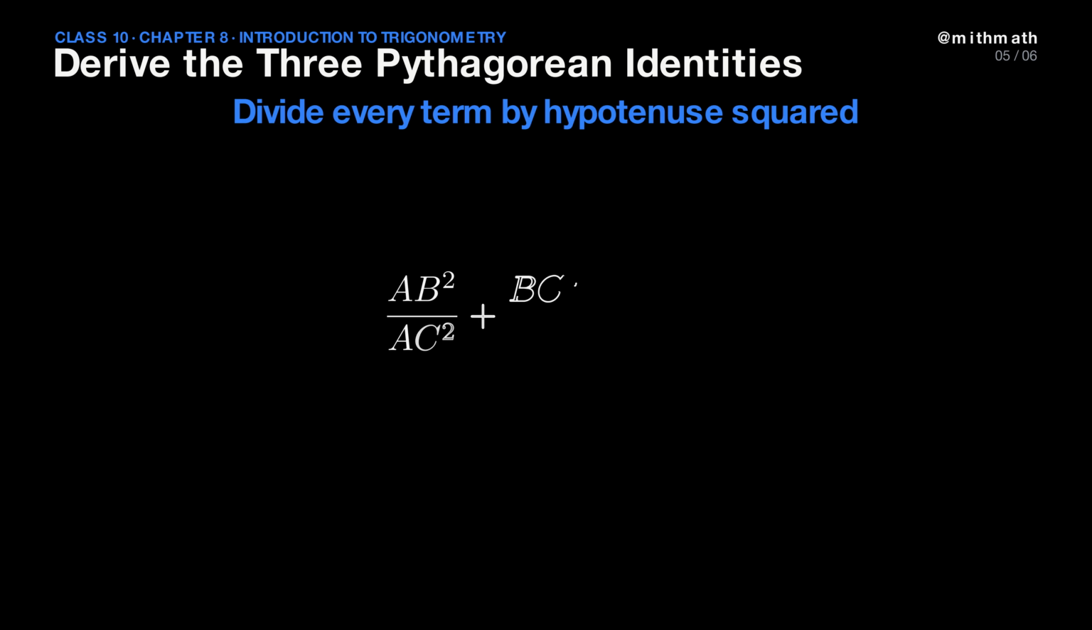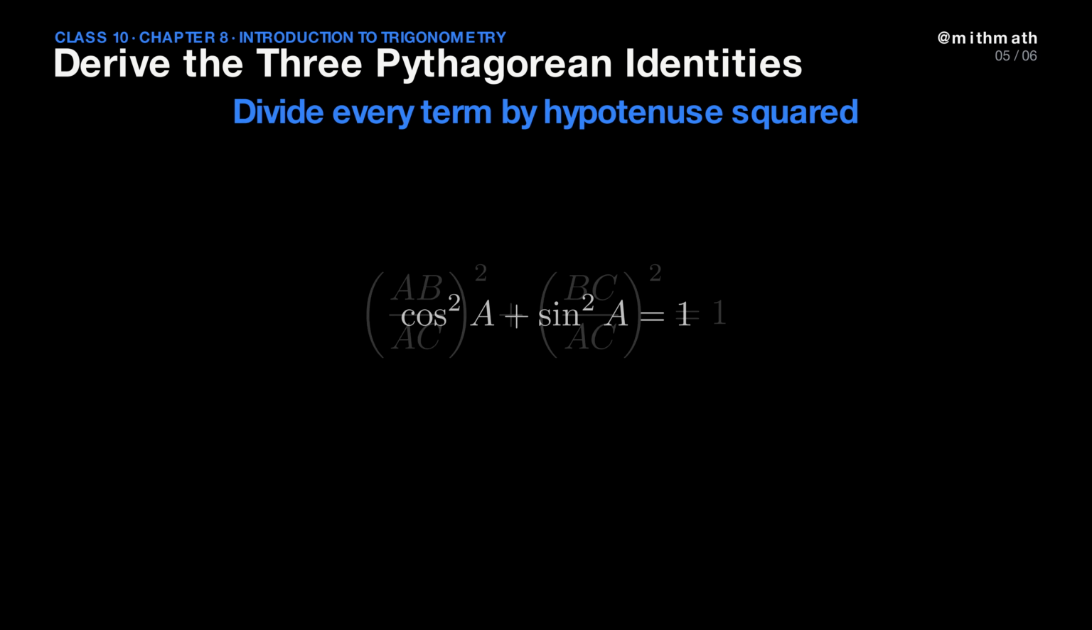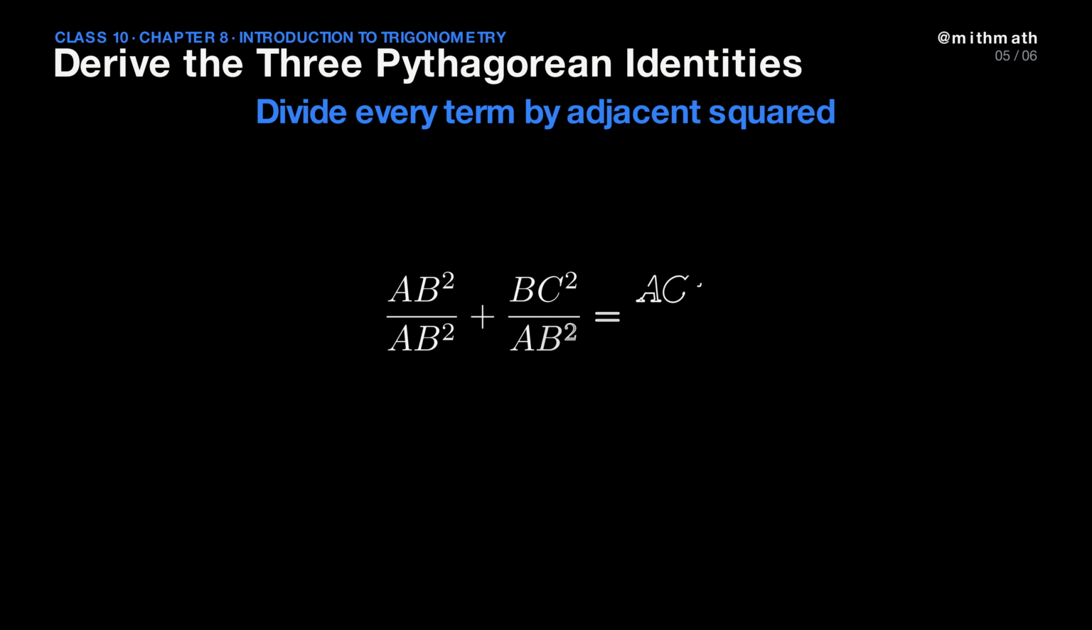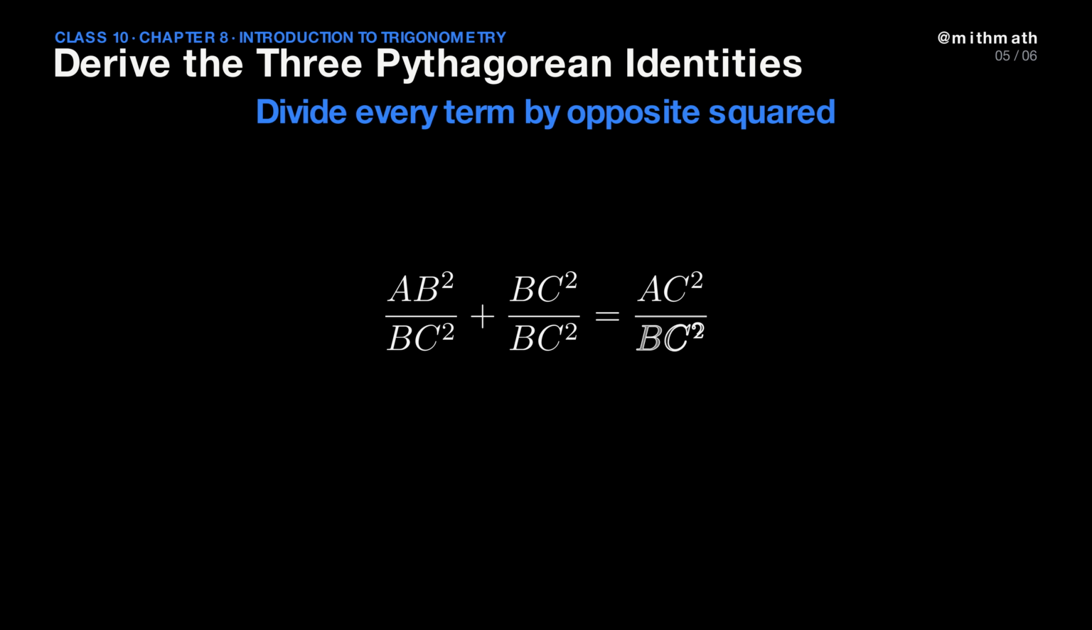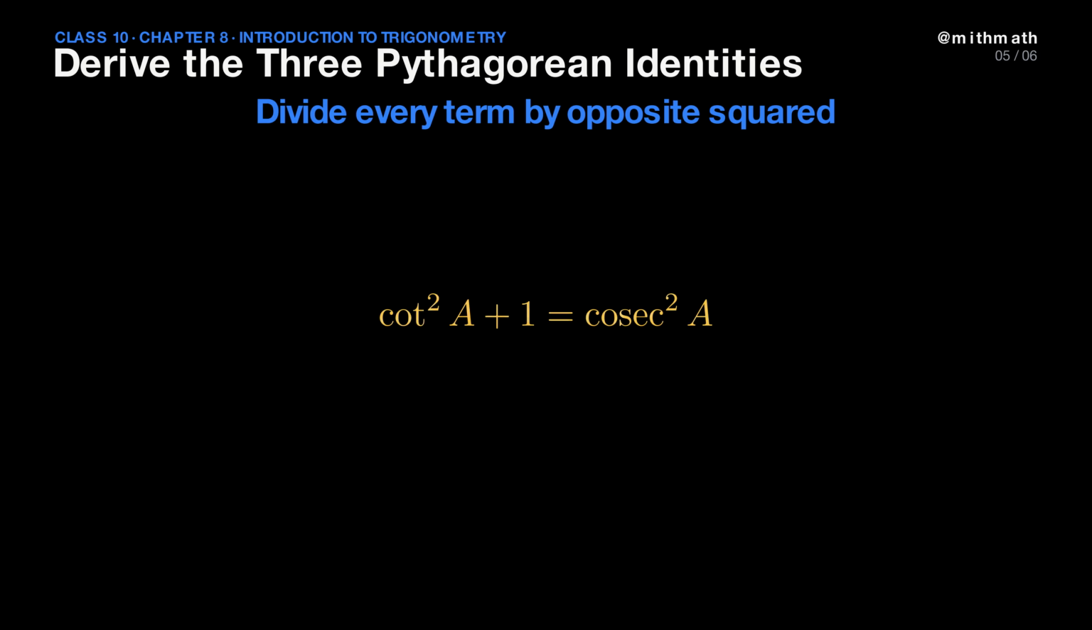Divide every term, not just one side, by AC squared. The two fractions become cosine squared and sine squared, while the right side becomes 1. Dividing by adjacent squared turns the opposite over adjacent ratio into tangent and the hypotenuse over adjacent ratio into secant. Dividing by opposite squared produces cotangent squared plus 1 equals cosecant squared.